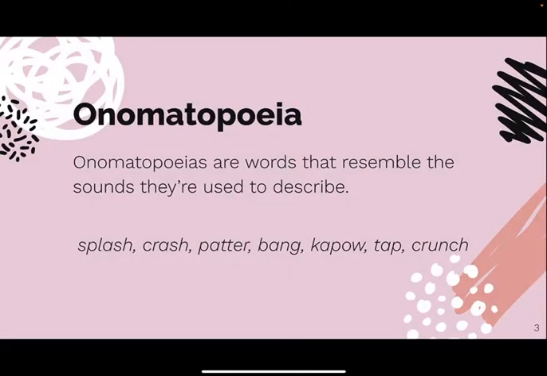Okay, so onomatopoeias are words that resemble the sounds they're used to describe. So these include words like splash, crash, patter, bang, kapow, tap, and crunch. So basically, if it's meant to represent a sound, it's an onomatopoeia.